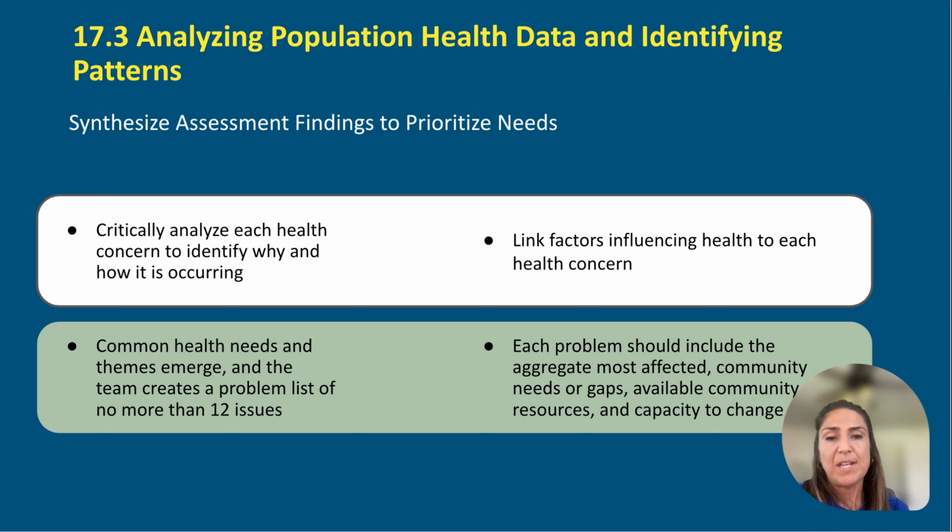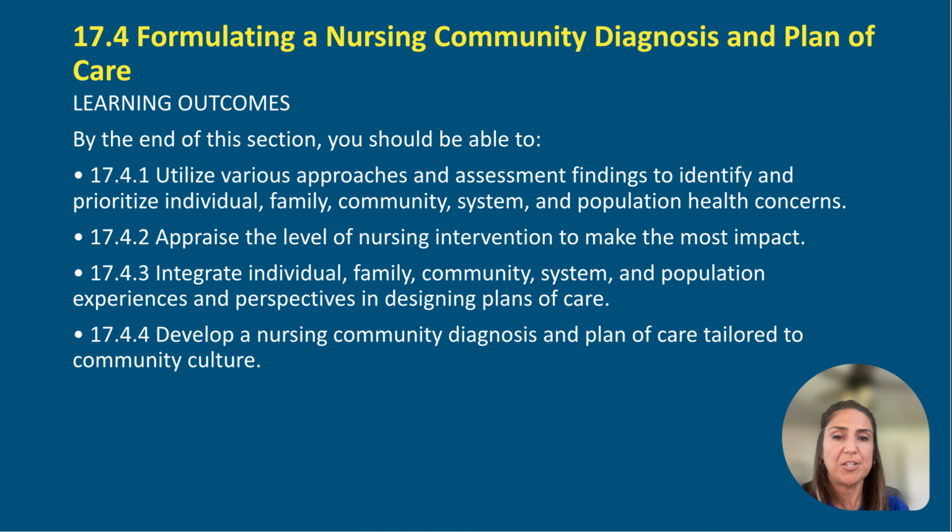Then, after we've analyzed it, we need to synthesize these findings. So, critically analyzing each health concern to really identify the why and how it's occurring. So, that's kind of coming off of those questions we just asked. And then linking factors influencing health to each health concern. So, what are the common issues and needs and themes that are coming? And then each problem should be aggregated by most affected, and then looking at the community needs and gaps and the available resources. And then from there, thinking about and determining what's that capacity for change.